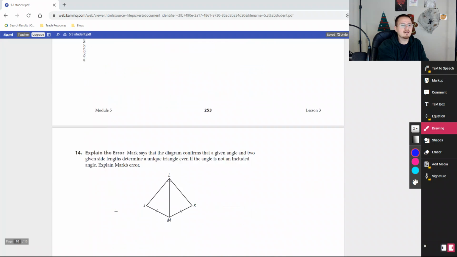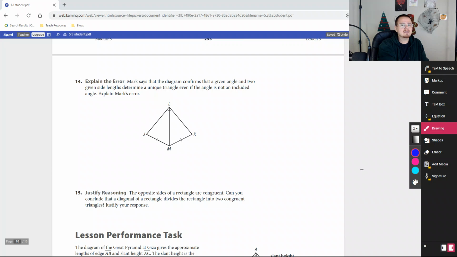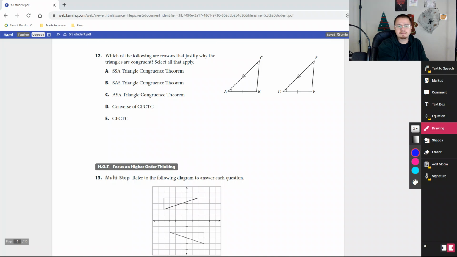So really, guys, we did ASA, we did CPCTC, now we're on SAS. Good notes. Side, angle, side. It's where they meet. Angle, angle, side is a little different. As long as those pairs are congruent, the whole thing's congruent.